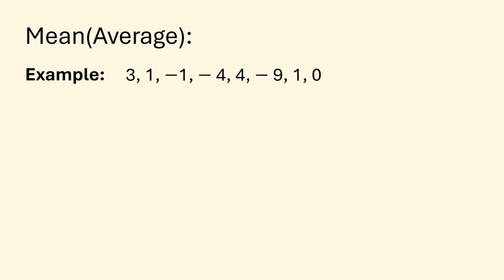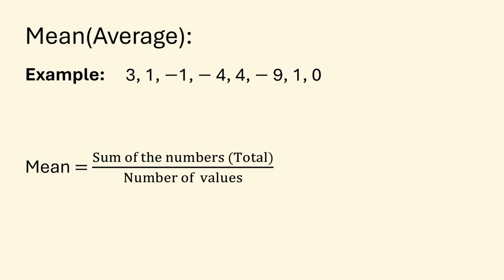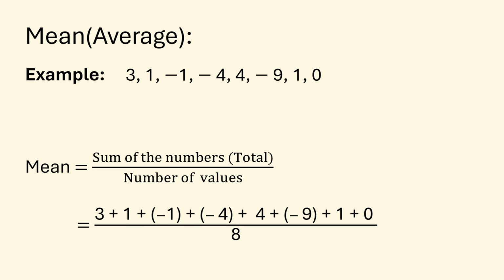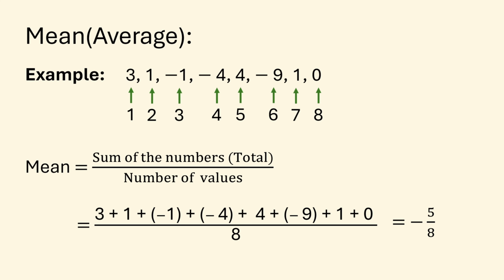Mean. First, we will find the mean, also known as the average. The mean is equal to the sum of all numbers divided by the number of values. Let's add the numbers: 3 plus 1 plus -1 plus -4 plus 4 plus -9 plus 1 plus 0. The total is -5. There are 8 values in the dataset, so the mean is -5 divided by 8. This is our mean, which represents the average of this dataset.